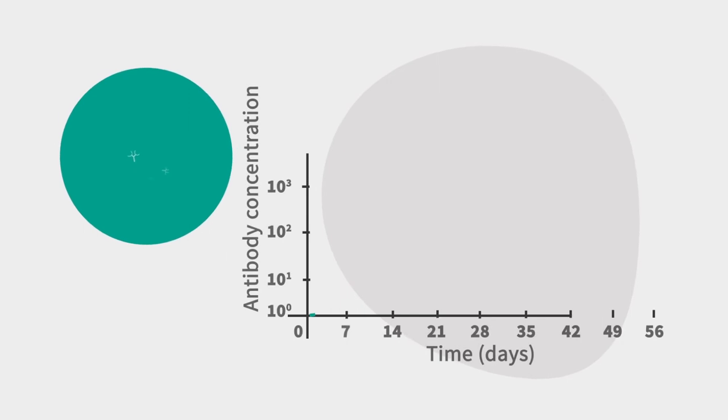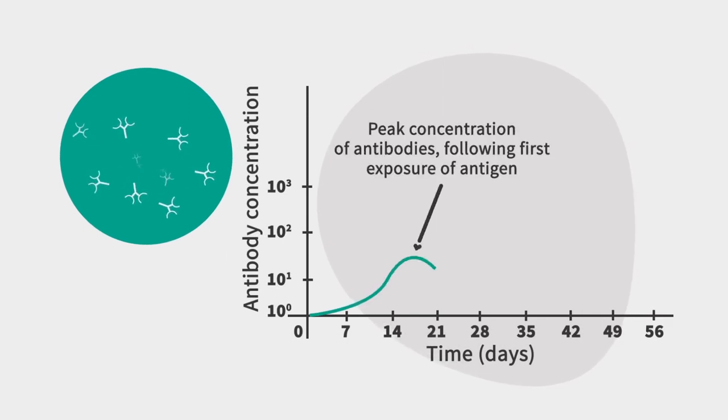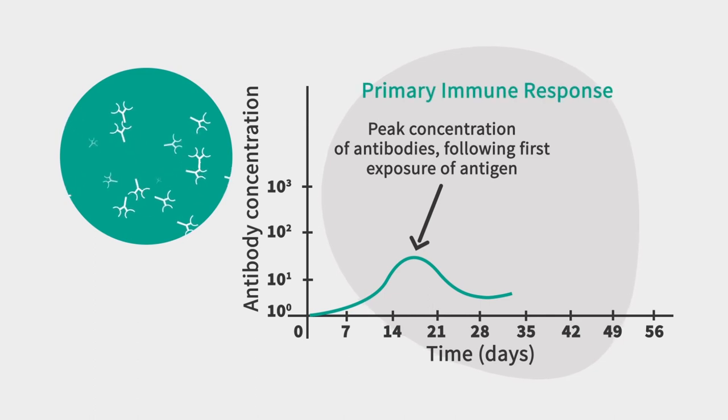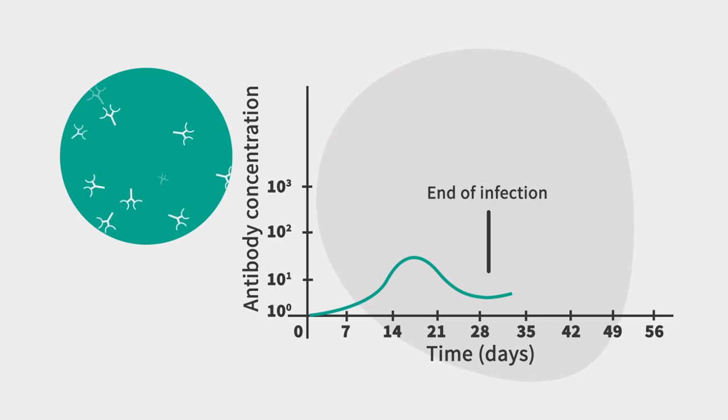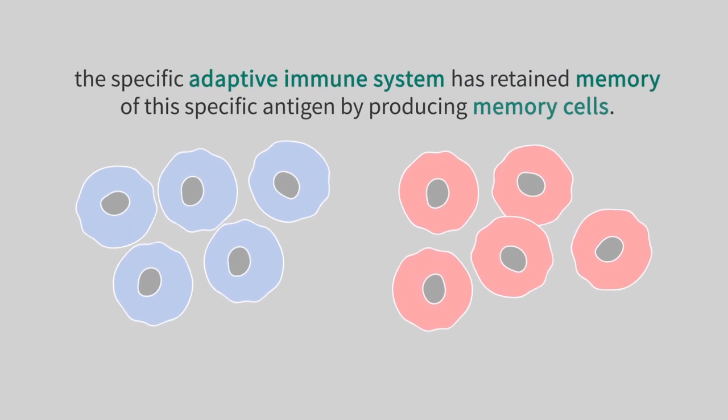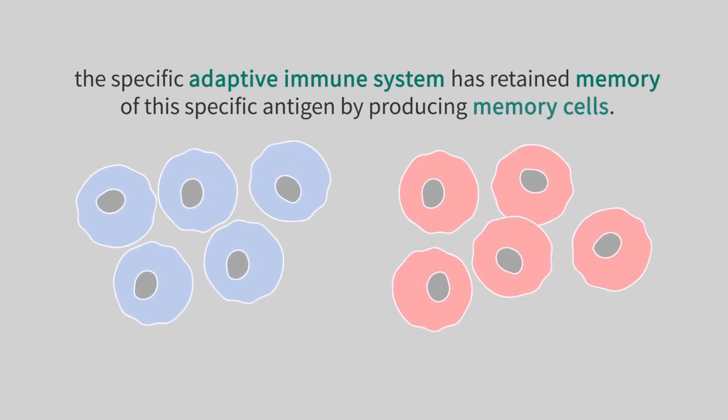The concentration of antibodies in the blood increases and reaches its peak after 2 or 3 weeks. This is the primary immune response. Following this peak, the infection is controlled. The concentration of plasma cells and antibodies gradually decreases. However, by the end of this primary response, the specific adaptive immune system has retained memory of this specific antigen by producing memory cells.